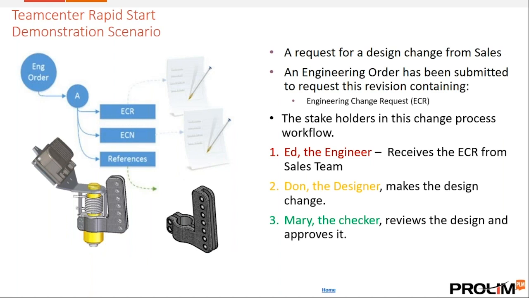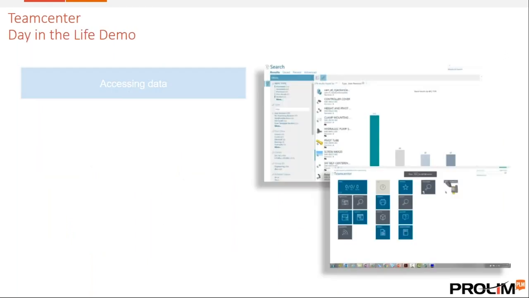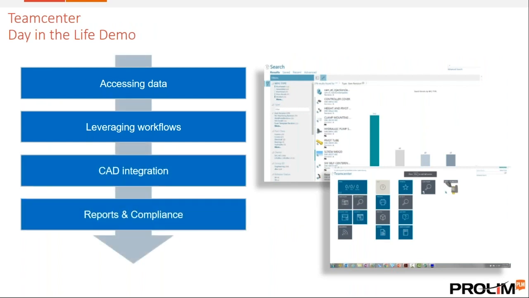We can skip this. So typically, accessing the data. There are 4 levels here: accessing the data, leveraging workflow, CAD integration, and reports and compliance. In terms of accessing the data, Teamcenter has this interface called Active Workspace. Some of you may already be familiar with it.